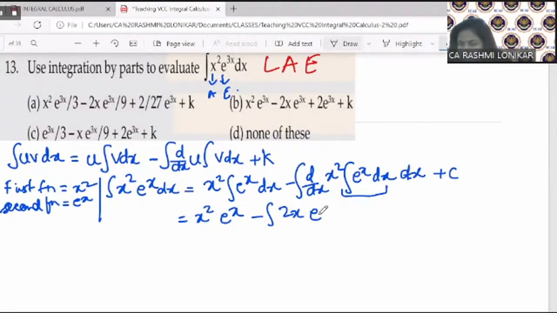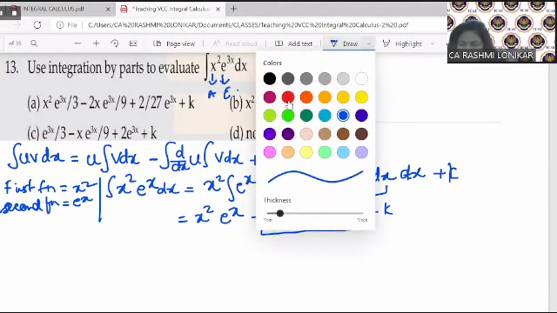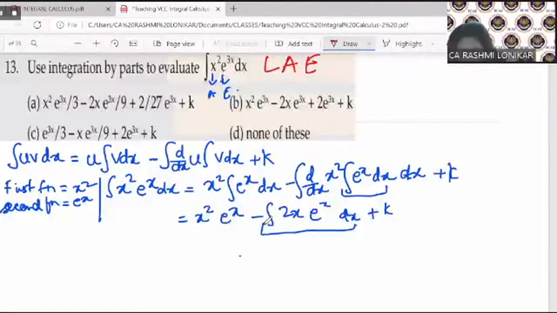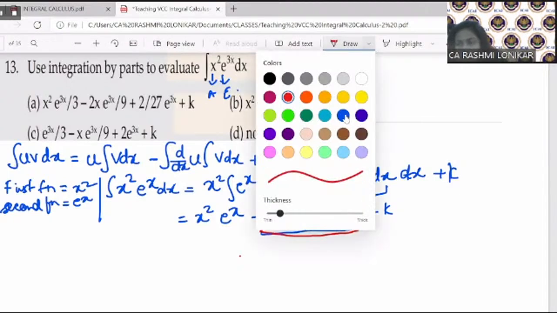So instead of this, I have e raised to x dx plus k. Now what happens here is, again I have got an integration. This is not completely solved. That is the beauty here, that I need to solve this again. And how do I do it? I again use the same principle, uv.